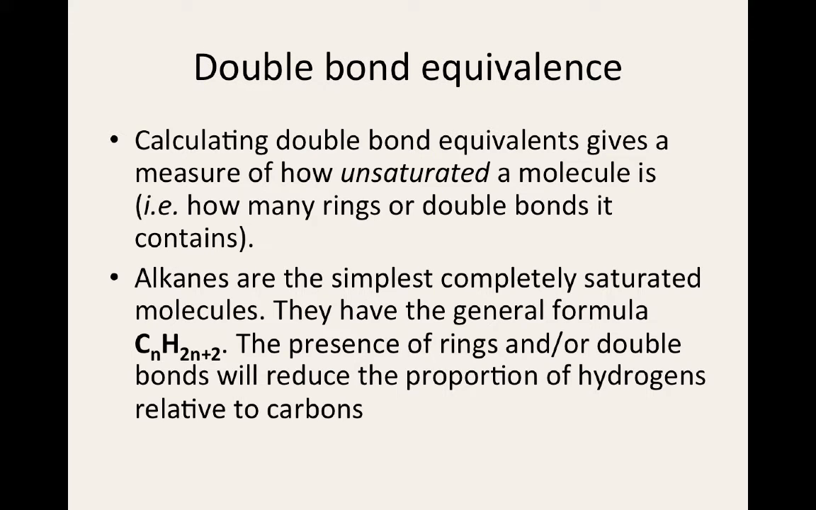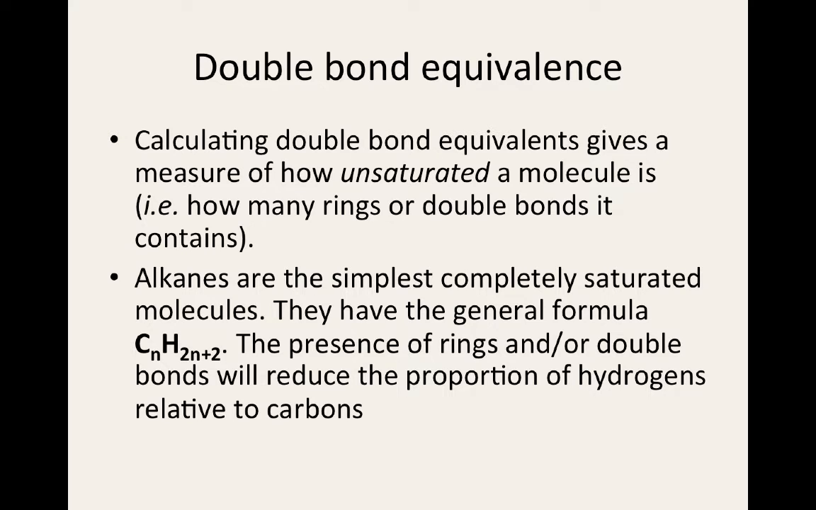It's useful to calculate the double bond equivalence of a molecule because it can tell us how many rings and/or double bonds are within a molecule, or indicate whether the molecule is aromatic. This is useful information when trying to work out the structure of an unknown molecule, for example using NMR spectra.